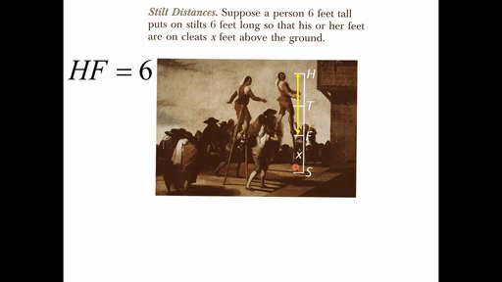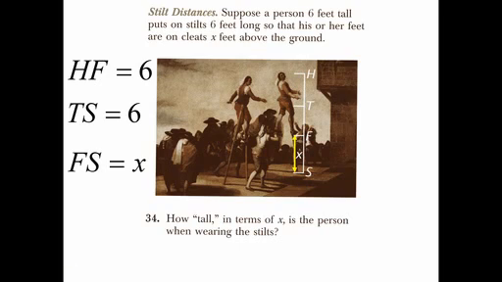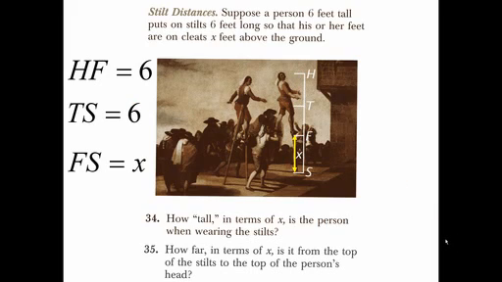So I've marked up the slide a little bit differently to help you see that. And that's what we're wondering about. So how tall in terms of X is the person when wearing the stilts? Use the givens over here on the left. How far in terms of X is it from the top of the stilts to the top of the person's head? This distance. Look at the equations you've done. Think that one through, come up with the answer.